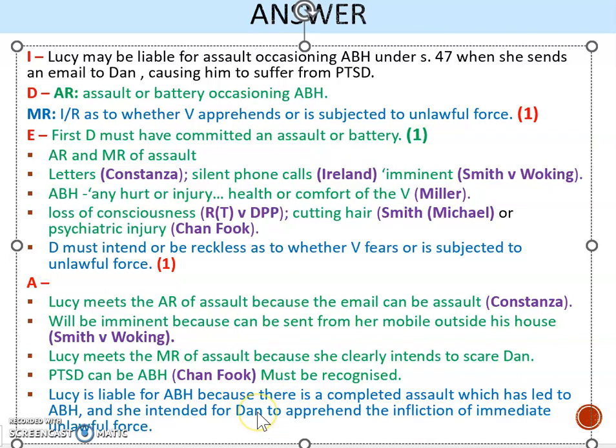So she's going to be guilty of a section 47 ABH. So I hope that was helpful to you. And hopefully by following that idea framework, you'll be able to answer any section 47 scenarios should they come up in the exam.